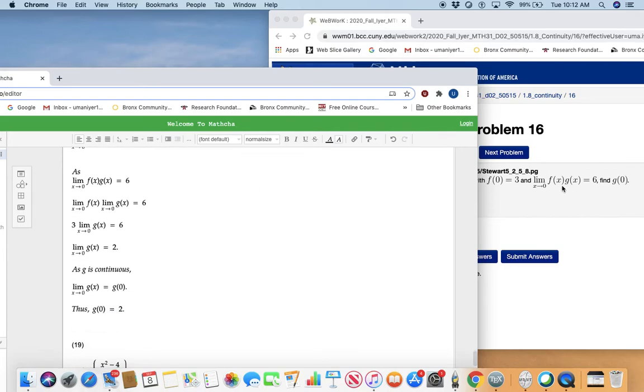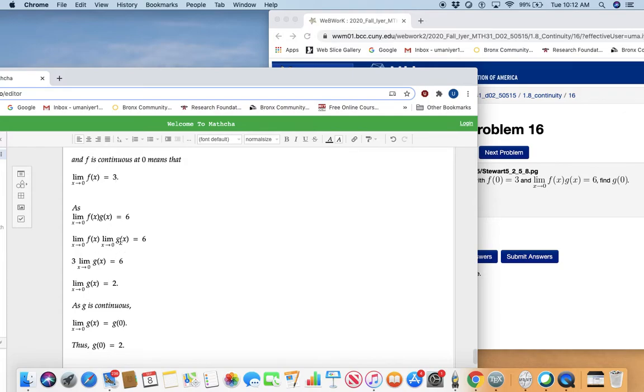Likewise, now you are told that the limit as x approaches 0 of f(x) g(x) is 6. So when you take the limit of a product, it becomes the product of limits. We know that this is 3, we just saw, and this we don't know yet. Well, divide both sides by 3. So now you get the limit as x approaches 0 of g(x) is 2.